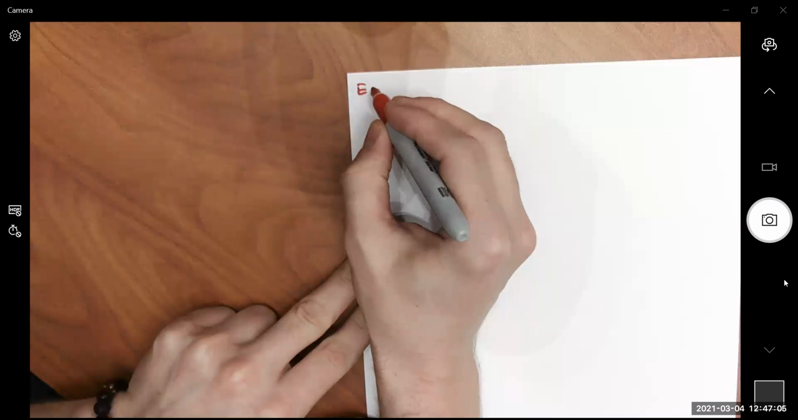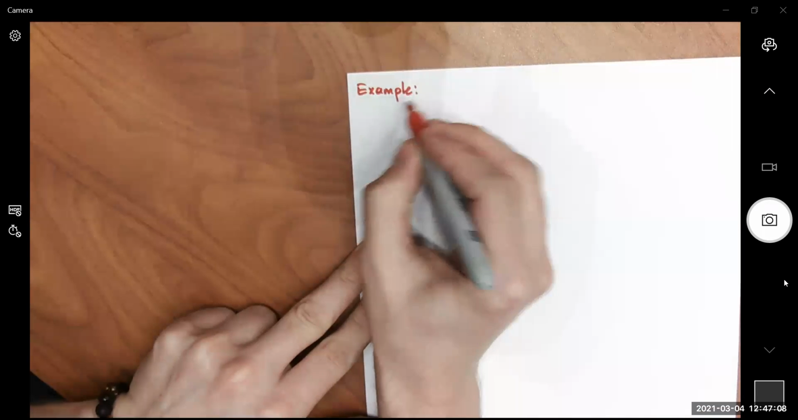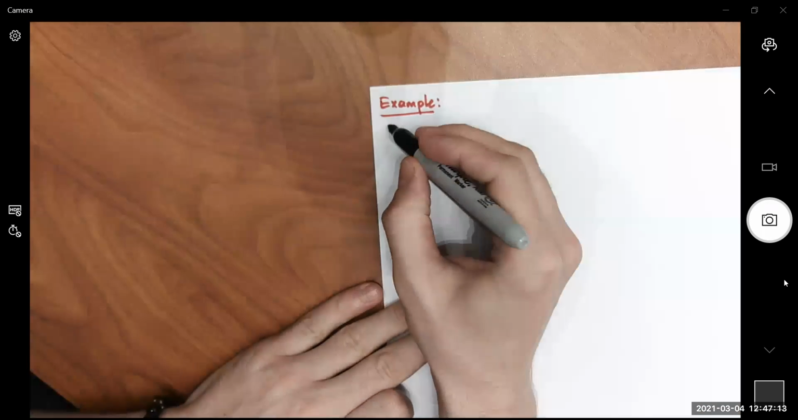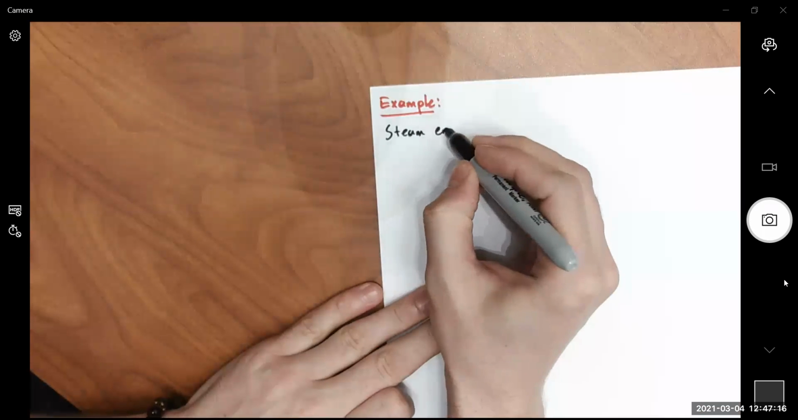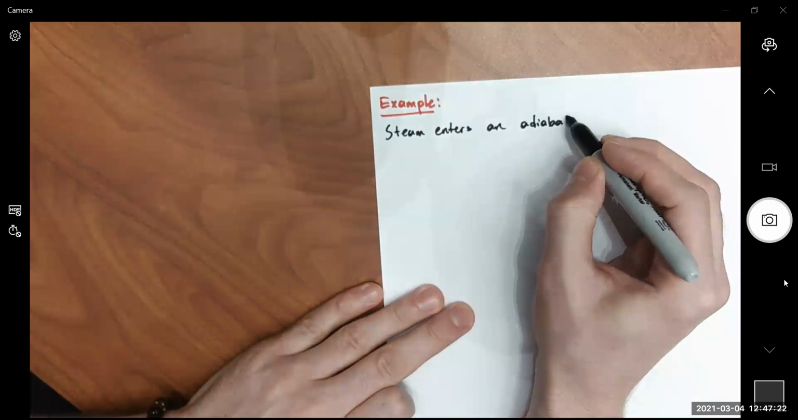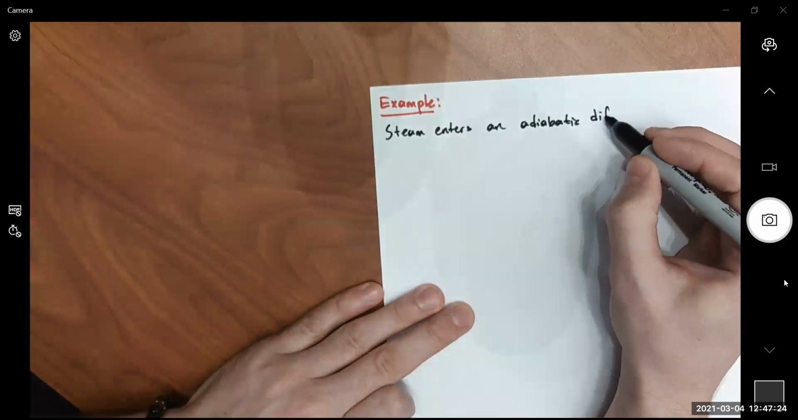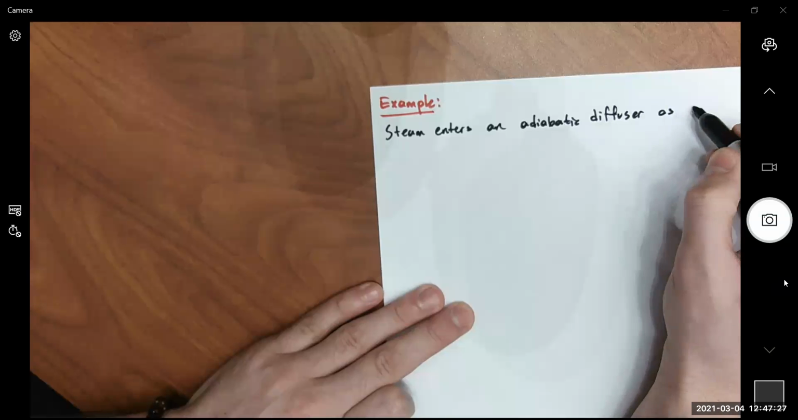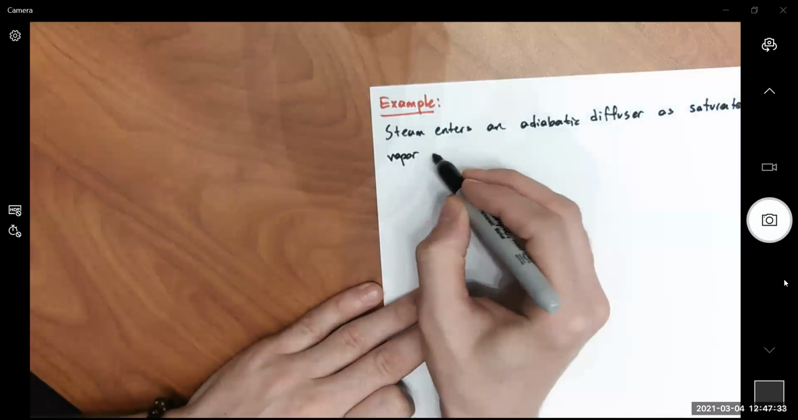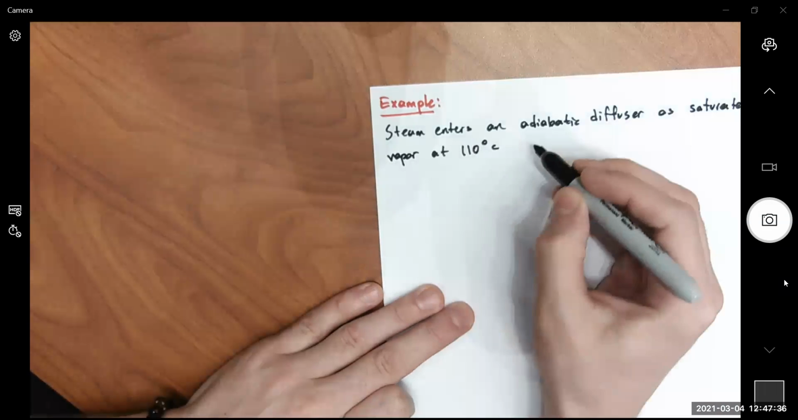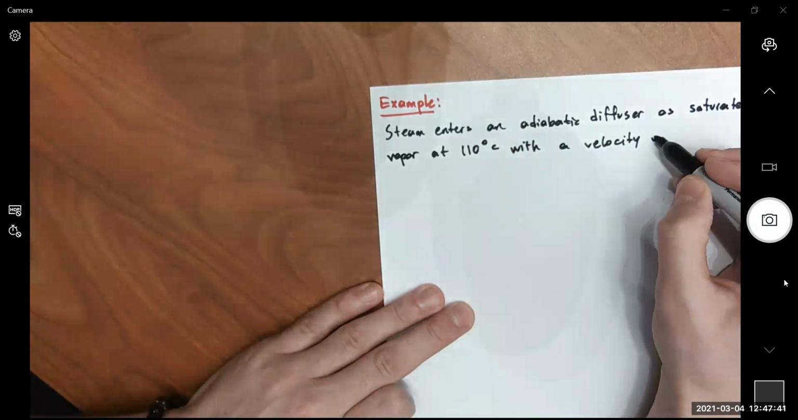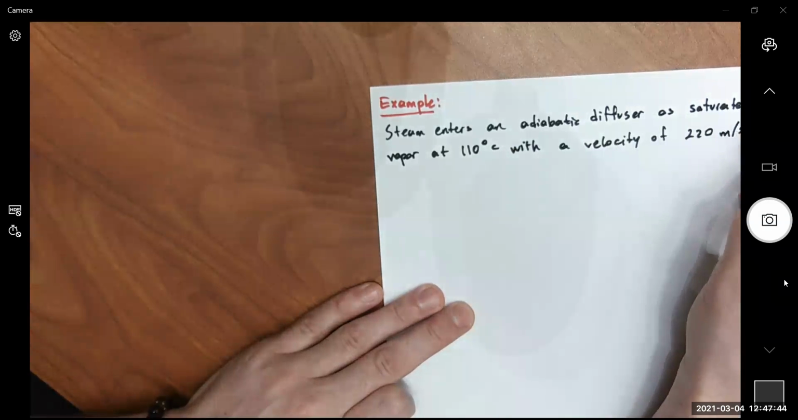We left with an example. Steam enters an adiabatic diffuser, saturated vapor at 110 Celsius with a velocity of 220 meters per second.